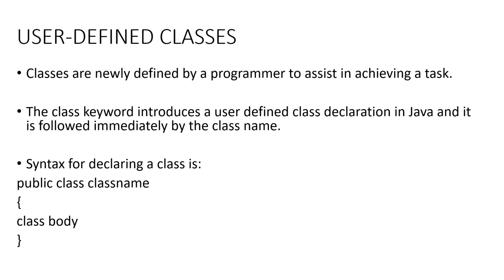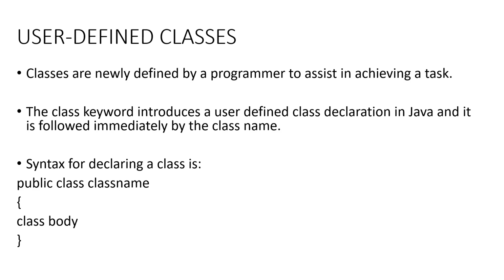It's followed by a class name. When you see a class name in Java, that class name is a valid identifier that can contain different things. You can have letters, digits, underscore, or dollar sign, but it must not begin with a digit or contain space.